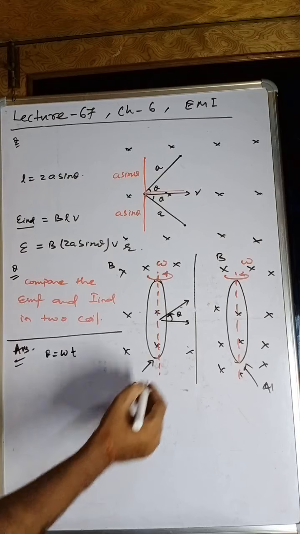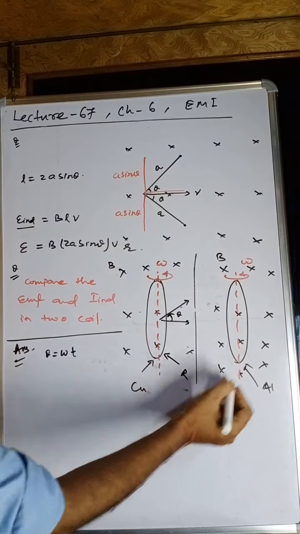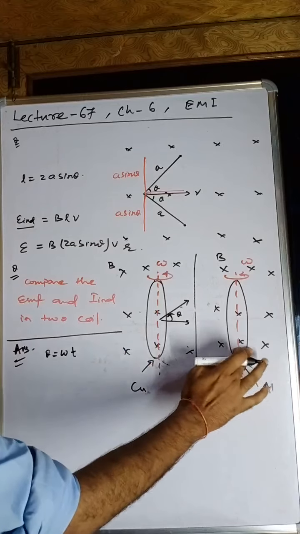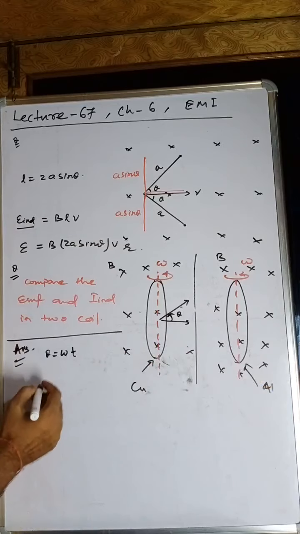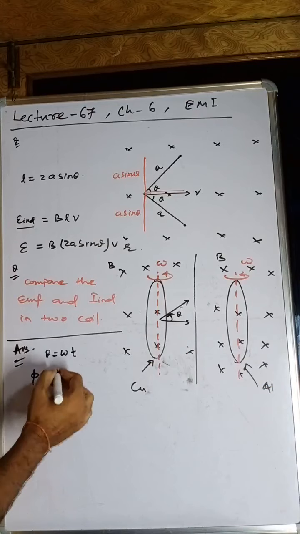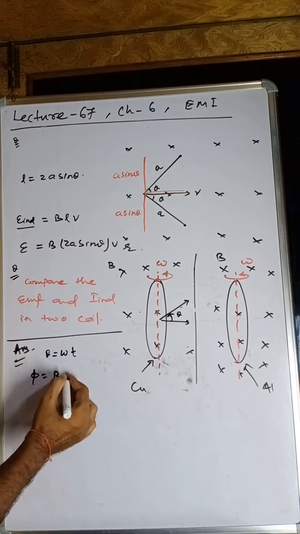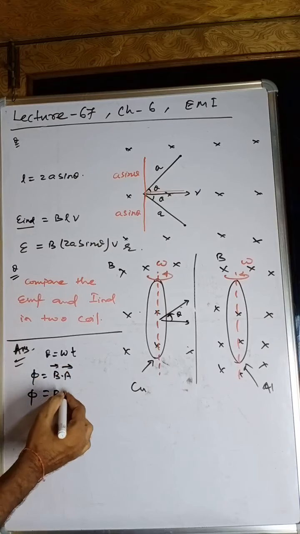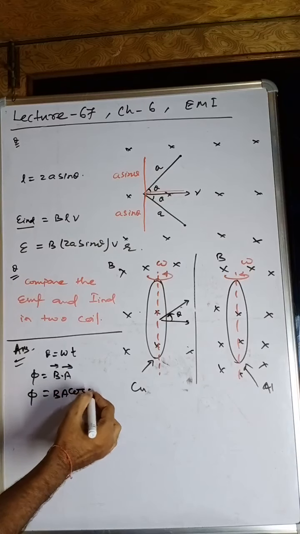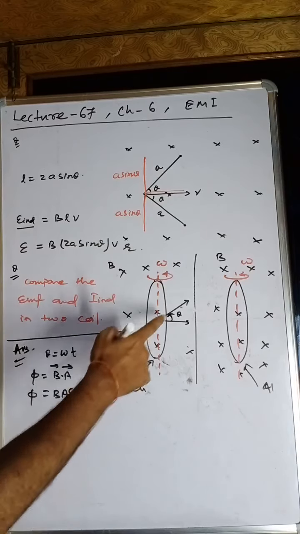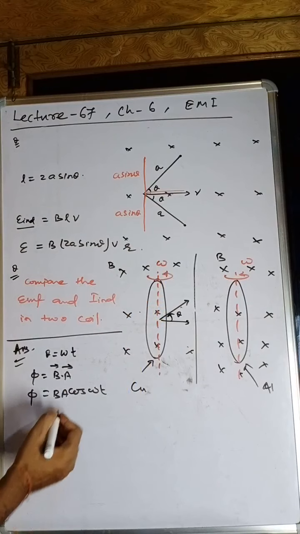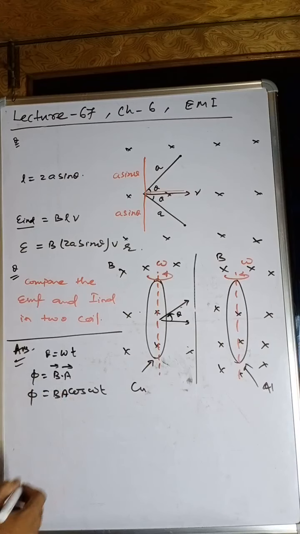Resistance of both is not given. So here the flux will be B dot A, which is BA cos omega t at any time t. It will rotate, so theta is not uniform; it will increase and decrease. So the flux is BA cos omega t.